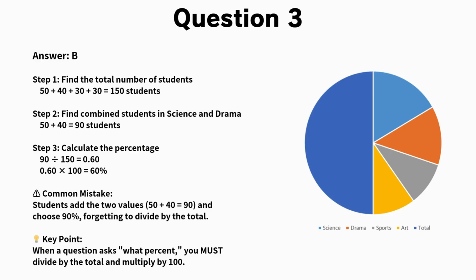The most common mistake is adding 50 plus 40 to get 90, then choosing 90% from the answer choices. But that's wrong. The question asks for a percentage of the total, not the raw number. You must divide by the total first. Remember, when you see what percent, always divide the part by the whole, then multiply by 100.